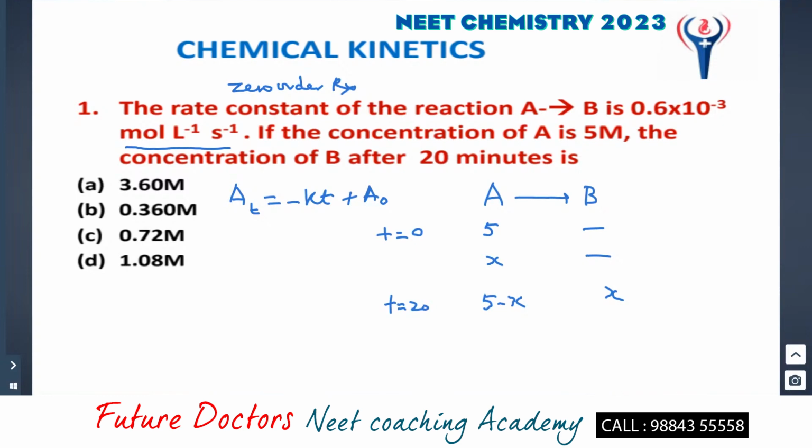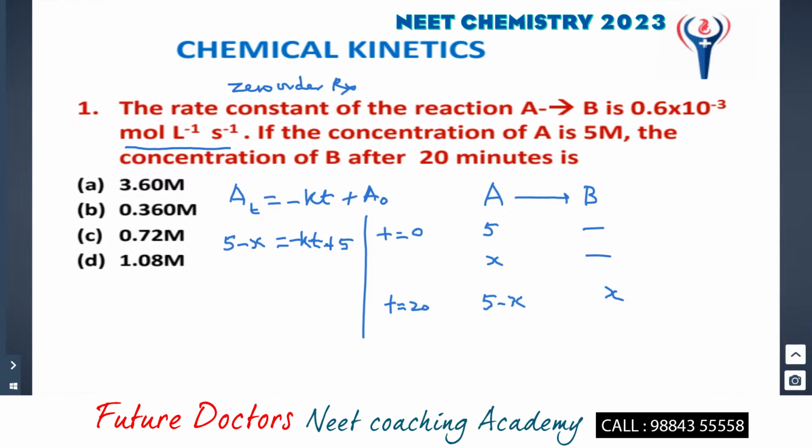Let us apply it here. The concentration of A at time T, we can put as 5 minus X. It is equal to minus KT. Understood? Here, the initial concentration we consider as 5. So plus 5. Now we can substitute the rate constant K value and the time T value. After that, we get plus 5.